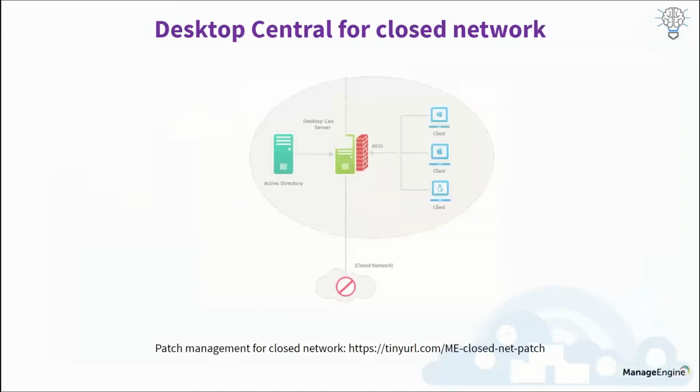When it comes to a closed network, what is a closed network? A network which does not have connectivity to the internet, or has limited connectivity, is called a closed network. Even if you have a closed network architecture, you can still use Desktop Central to manage your endpoints.